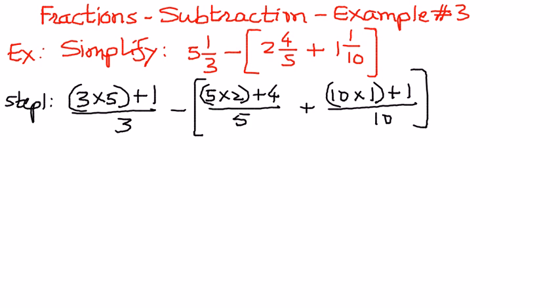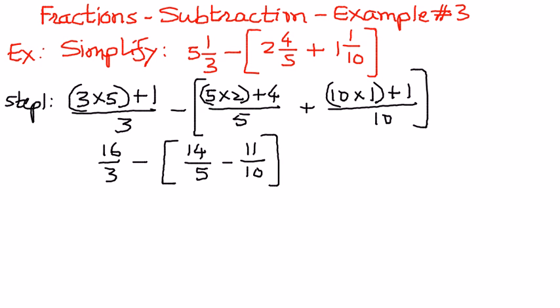We'll simplify this now. 3 times 5 is 15. 15 plus 1 is 16, divided by 3. That is in the improper fraction format. Minus 5 times 2 is 10. 10 plus 4 is 14, divided by 5, plus 10 times 1 is 10. 10 plus 1 is 11, divided by 10. So we have all the mixed numbers in improper fraction format.